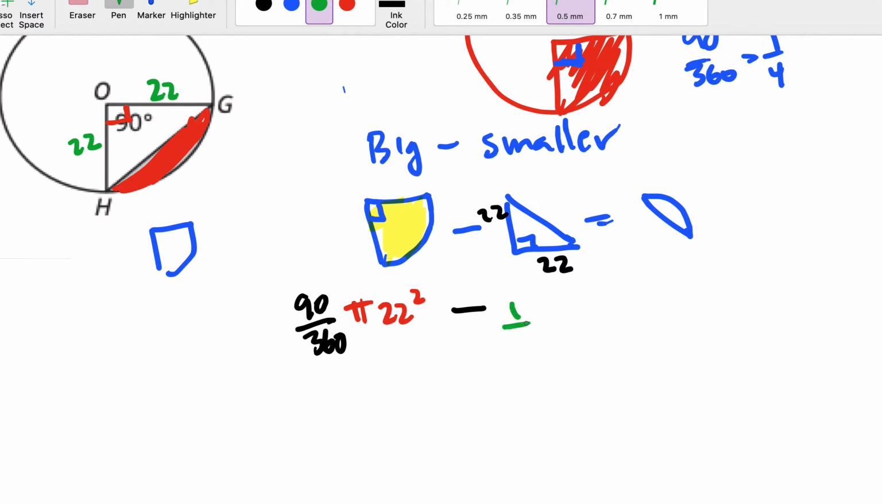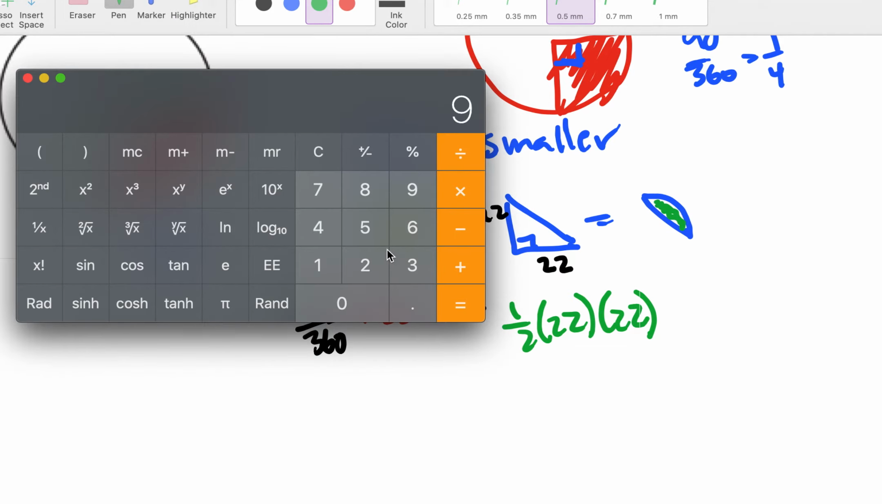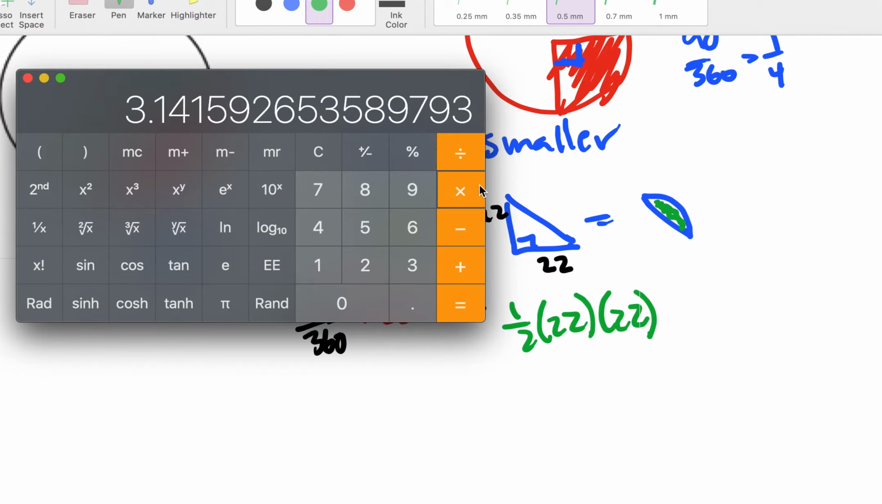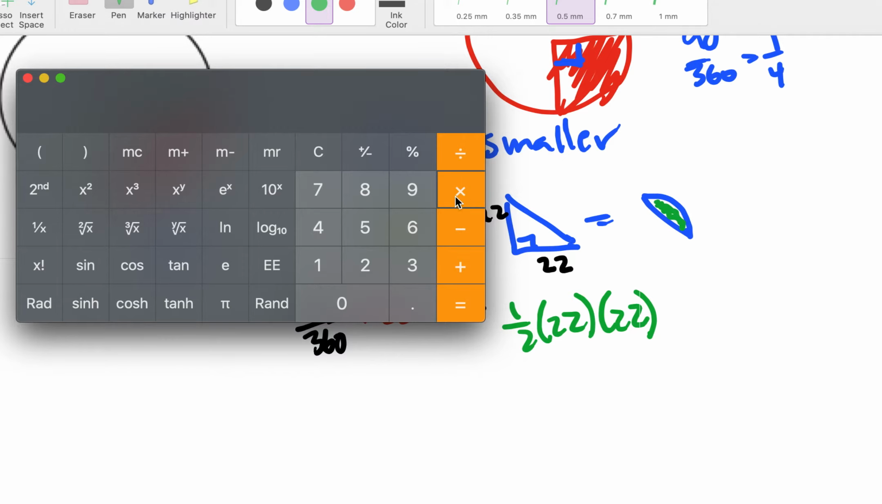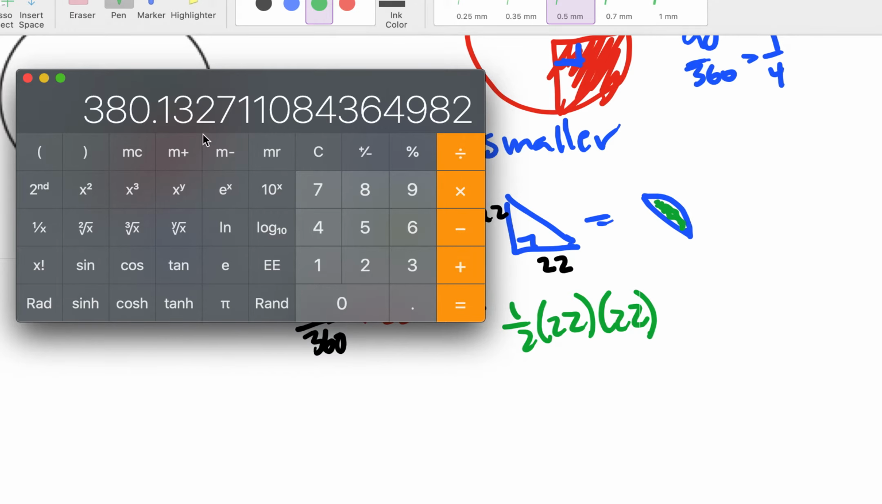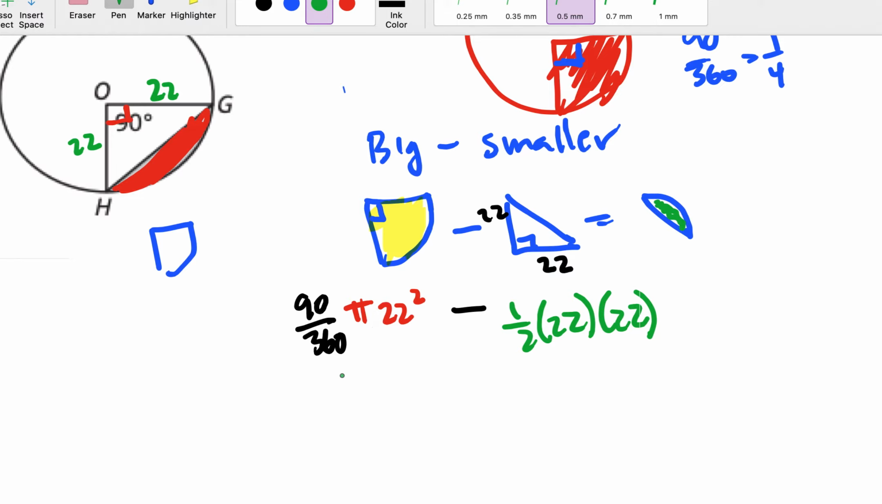So I'm going to do 1/2 of 22 times 22. So we're taking the larger piece area minus the smaller piece area, and it gives us that little extra left over. So I essentially only need to use a calculator. 90 over 360 means divided. 90 divided by 360 times pi times radius, pi r squared. So 380.1.